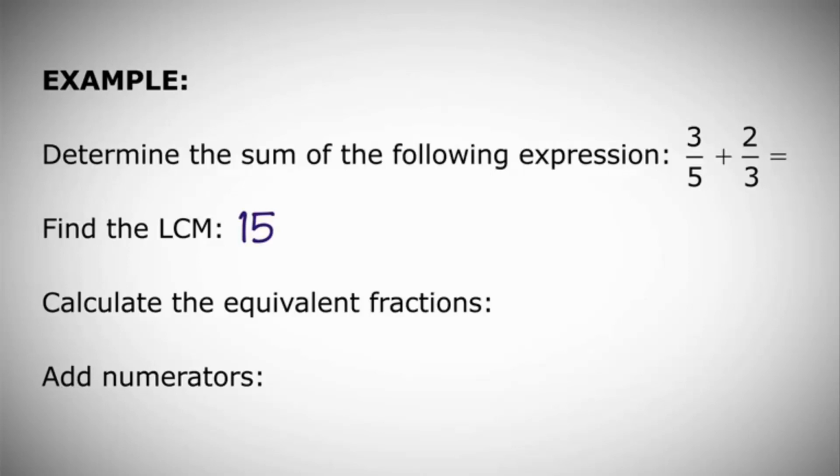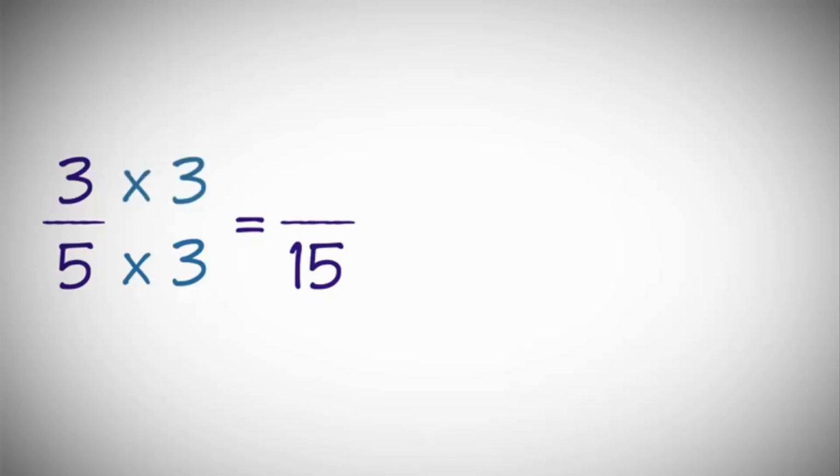Now that we know that the lowest common multiple is 15, we're going to need to calculate the equivalent fractions. So, our first fraction is 3 over 5. What do we need to multiply 5 by in order to get a 15 in the denominator? 5 times 3 is equal to 15. So we're going to need to multiply the bottom by 3. And because we multiplied the denominator by 3, we also need to multiply the numerator by 3. So 3 times 3 is equal to 9. 5 times 3 is equal to 15. Our new fraction is 9 over 15.